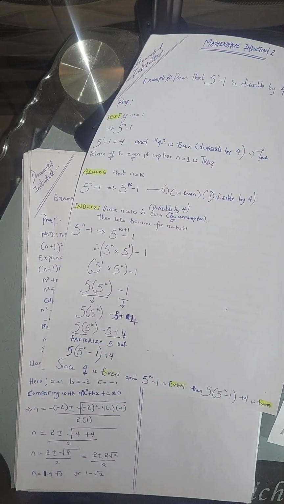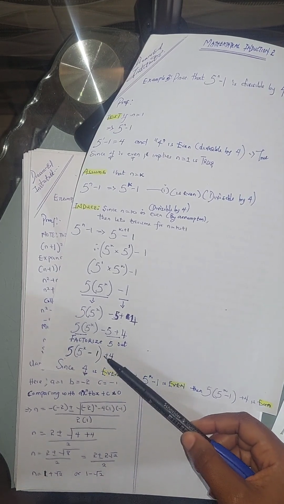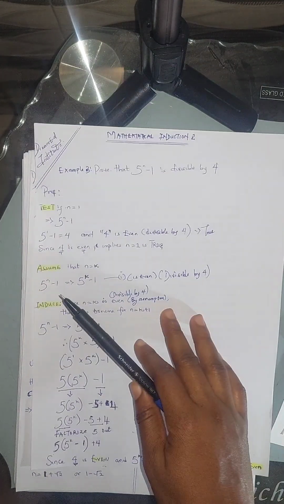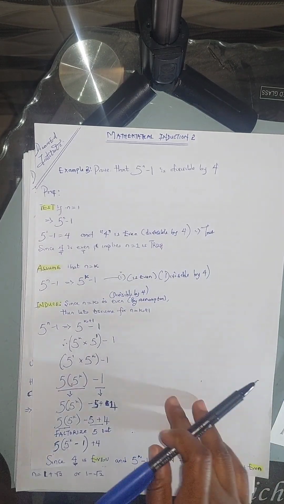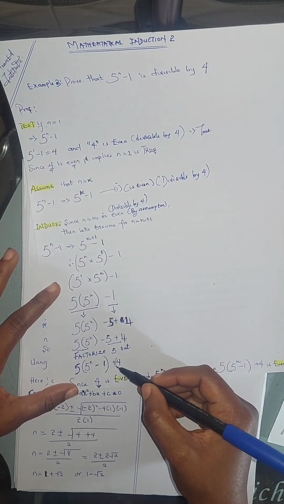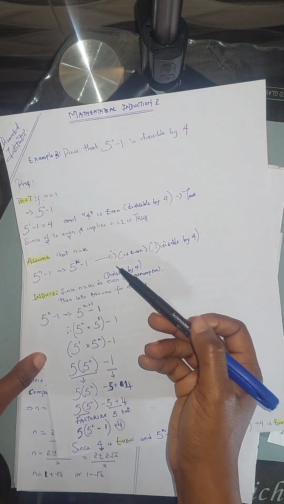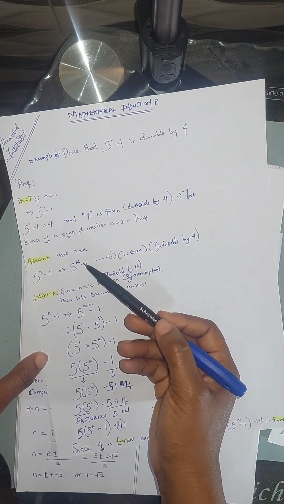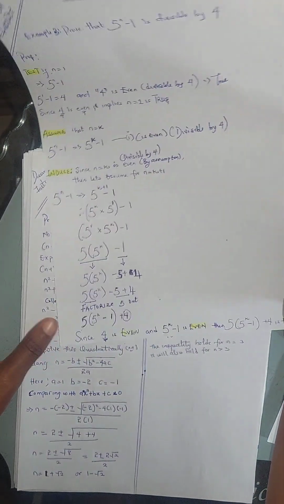That's just it. So now you remember that we said in the beginning that 4 is divisible by 4, right? Now we already have that here. That's number 1. We also have it in the second assumption that 5 raised to the power k minus 1 is also divisible by what? 4. Fine, we have that here too.